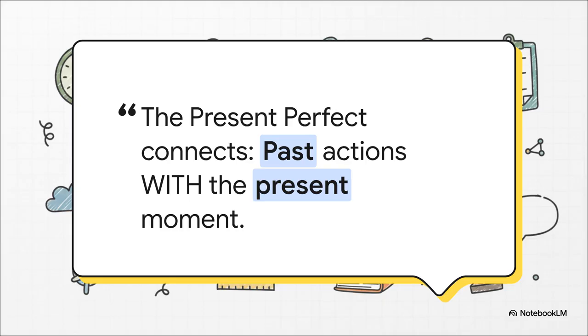Listen, if you take absolutely nothing else away from our time together today, let this be your golden thread. The present perfect connects past actions with the present moment. Throughout this explainer, I'm going to keep coming back to this exact mantra. This tense is always, and I mean always, about the past and the present together. It's the grammatical bridge between what happened back then and what is happening right now.